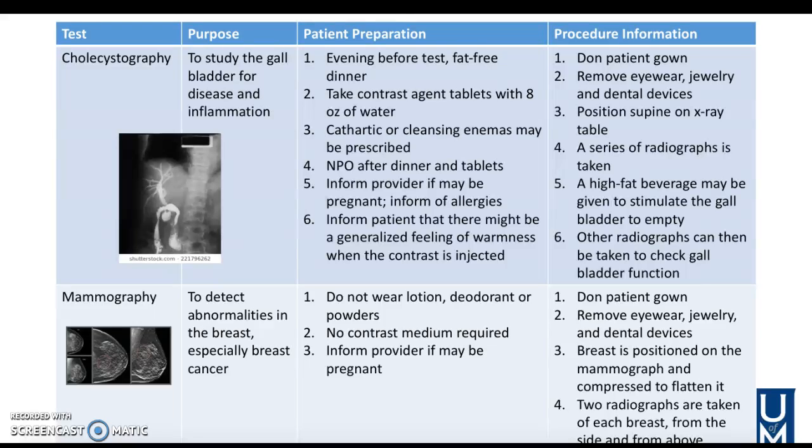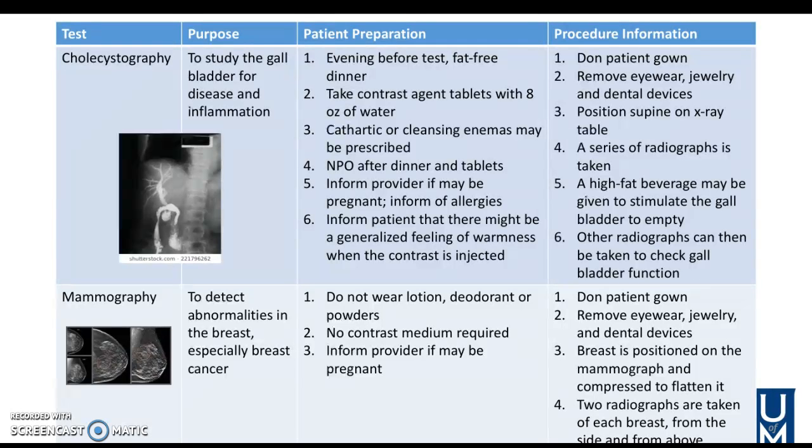Alright everyone, so we're going to continue on and we're going to talk about mammography. So mammograms detect abnormalities in the breast, especially breast cancer. So for these patients, the breast is going to be positioned on the mammograph and compressed to flatten the breast tissue. 2 radiographs are taken of each breast from the side and from above.